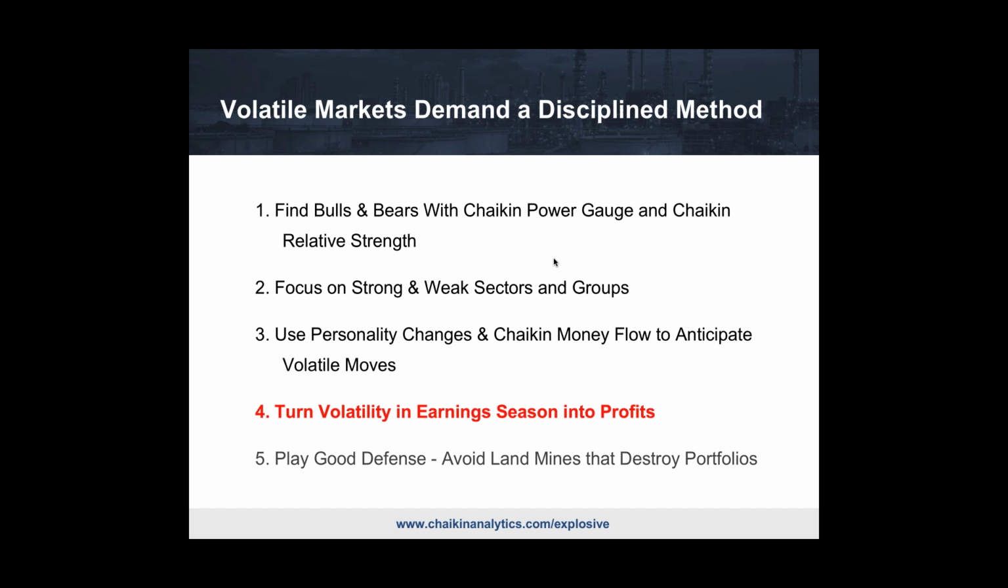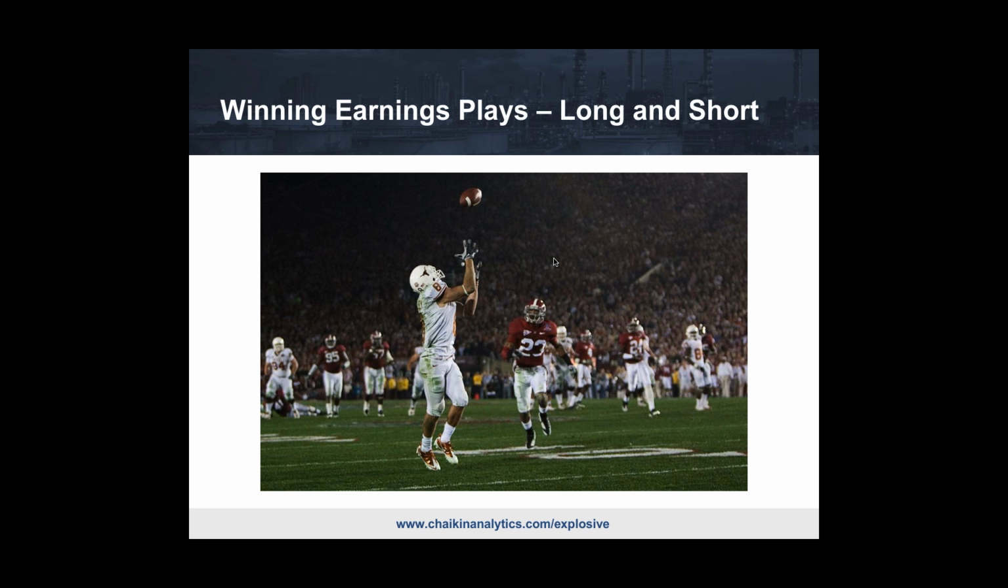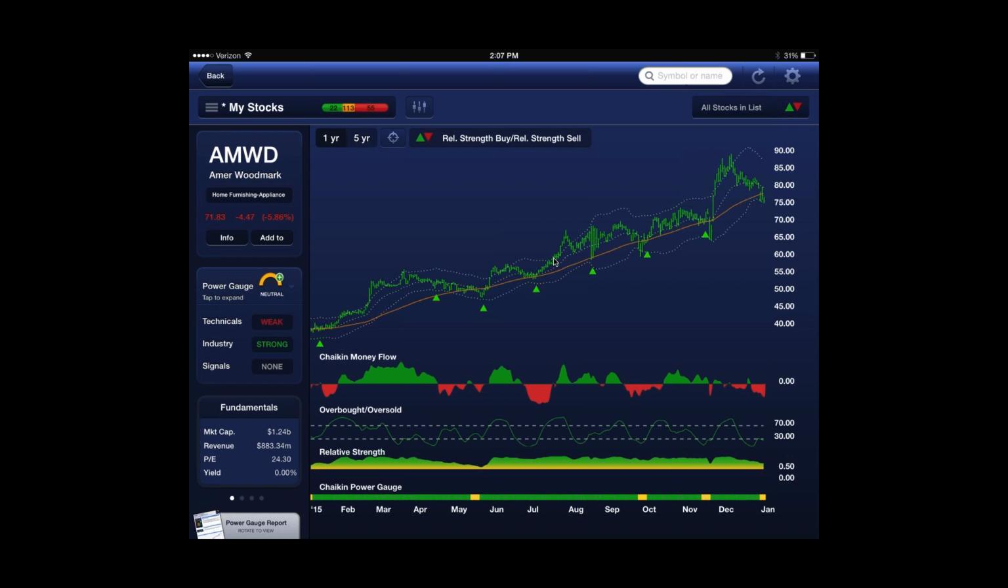So now we'll talk about volatility in earnings season, because you can really make money big time, as you saw with Macy's and Nordstrom. So we love this graphic, winning plays during earnings season, because when they work, it's like a long bomb in football. So the classic example is Netflix.